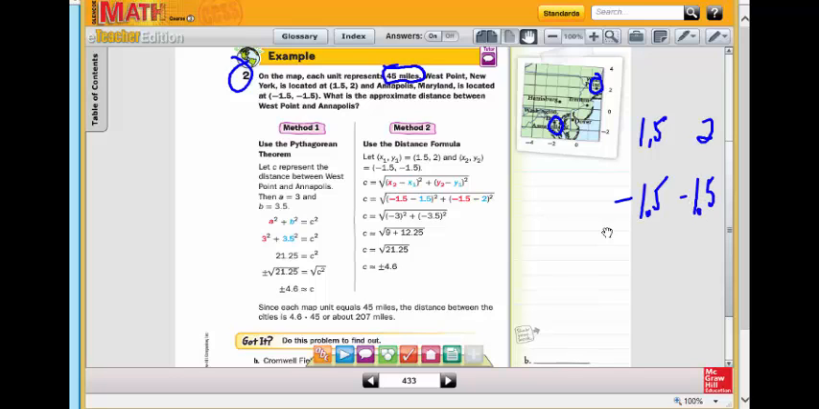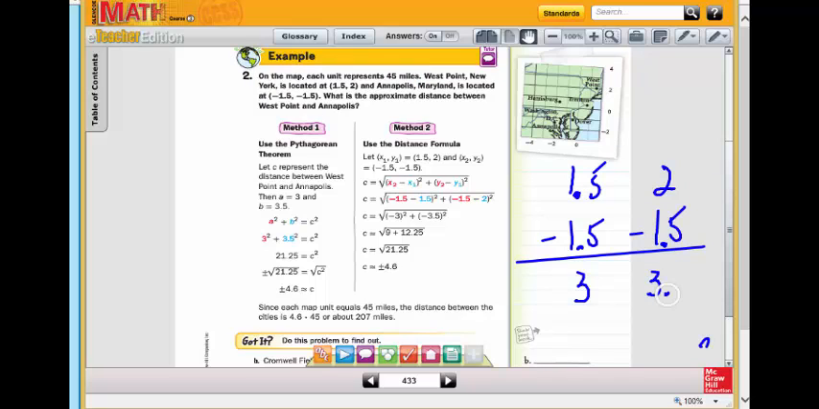So really all we're doing is we're asking how far is this from this? Well, if we go from positive 1.5 to negative 1.5, you should see that that's 3 units. One way to do that would be to put it in the calculator as 1.5 minus negative 1.5, make sure you use negative 1.5, and you would get 3. Same thing here, you could go 2 minus negative 1.5. So from 2 to 0 is 2, and then to negative 1 is 3, and then to that half is 3.5. So we have legs of 3 and 3.5.